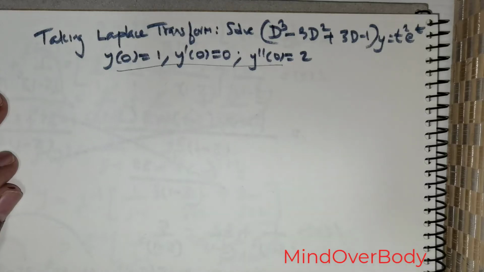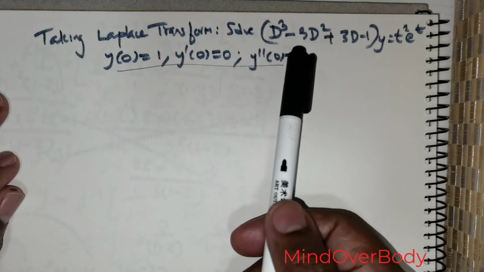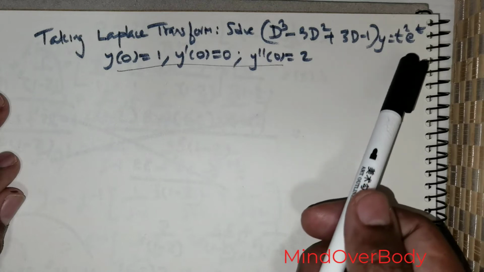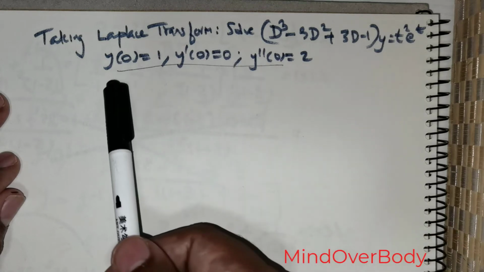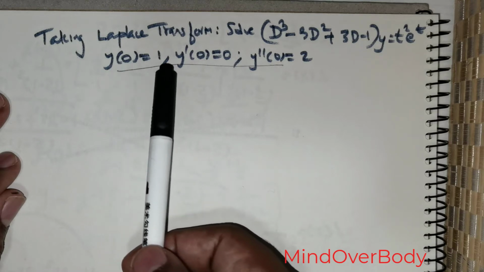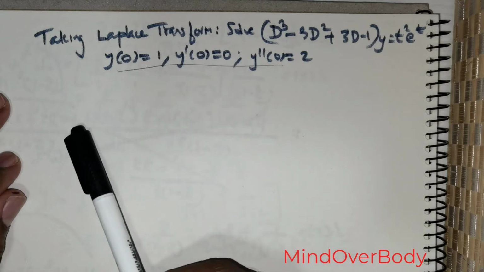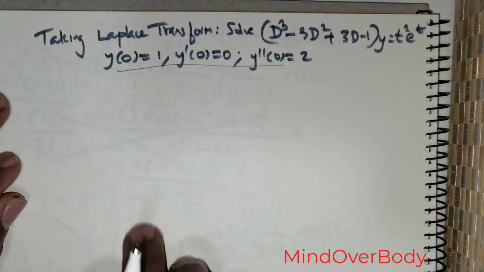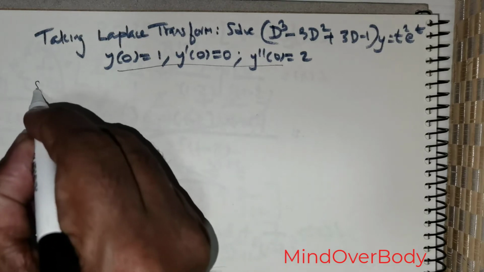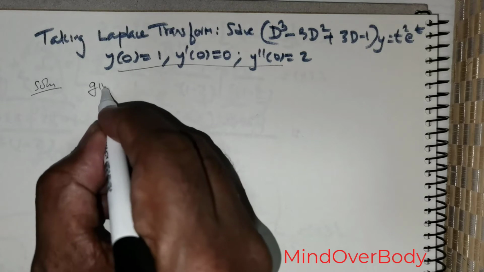Welcome students, we are expected to solve this question. D cubed negative 3 times d squared positive 3 times d negative 1 of y is equal to t squared times e raised to the power of t, with y given at t is equal to 0 to be 1, y dash of 0 is equal to 0 and y double dash of 0 is equal to 2. Now what I would do is I would just start off the solution by saying given.